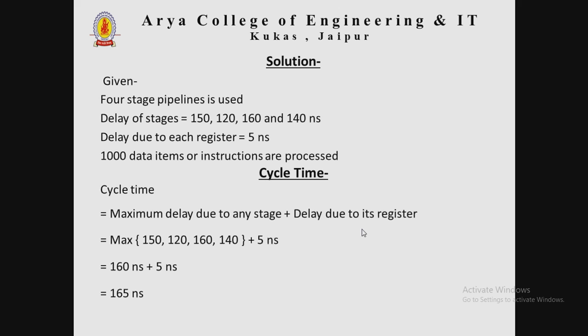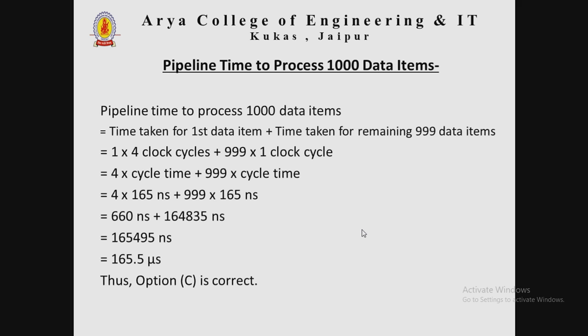Moving to the solution, the values are as given. While we calculate the cycle time, it equals the maximum delay due to any stage plus the delay due to its register. The maximum out of 150, 120, 160 and 140 is 160 ns, plus 5 ns equals 165 ns. So the value of cycle time is 165 ns.